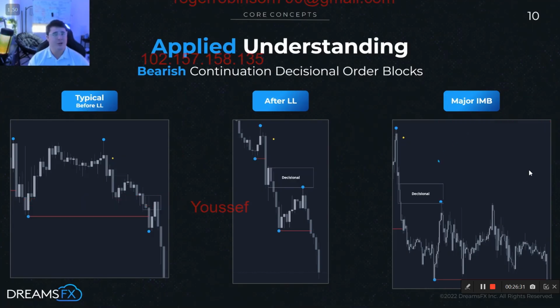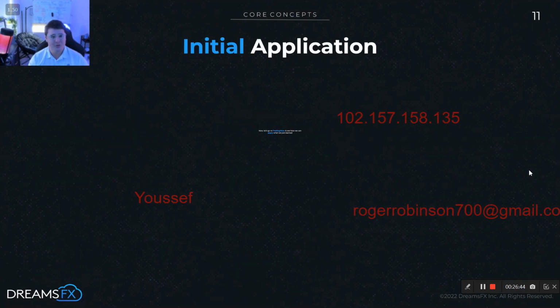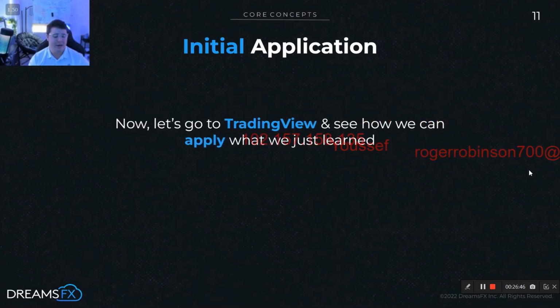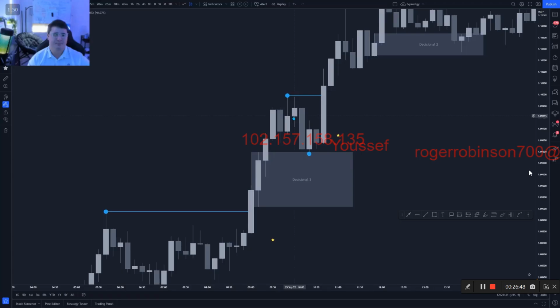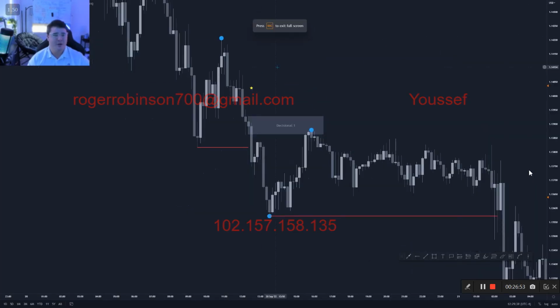So do not fret, do not worry if you are like, oh, this is a lot. You don't need it. Apply these two, you will be golden. Adding more things in does not mean you're going to win more. So now that we have an initial application understanding of what these concepts are and the different setups of them, now we're going to go to the charts and go to TradingView and see how to scroll through and actually apply them. All right. So over here, we're going to start with that first type of imbalance, right?